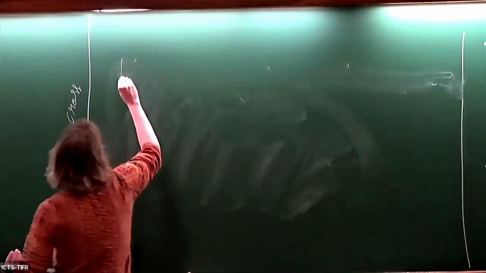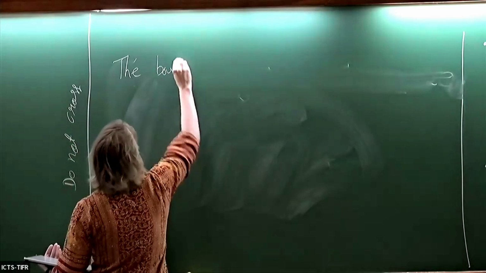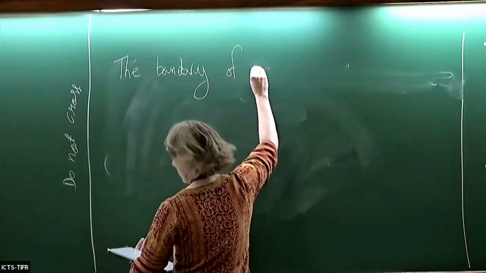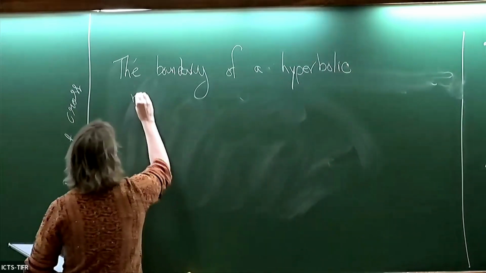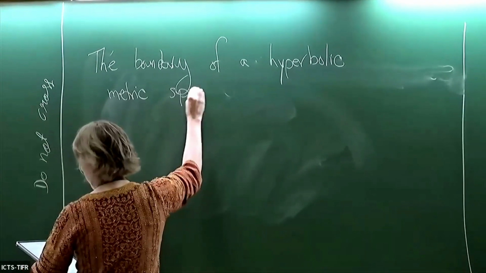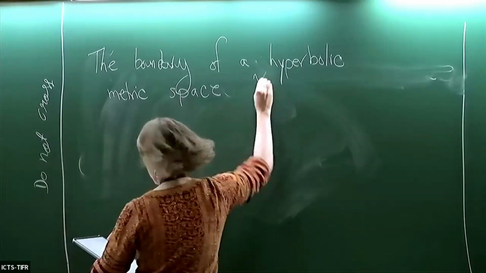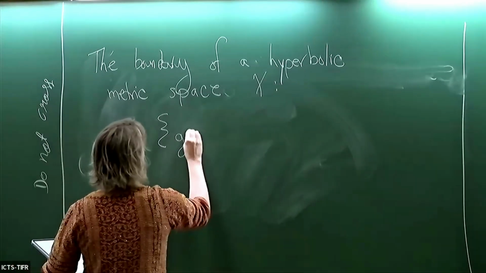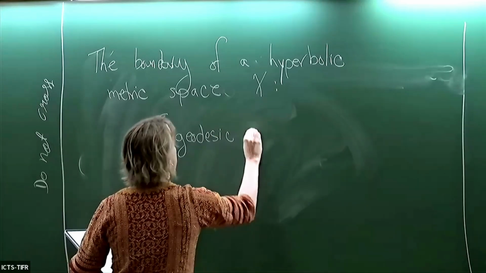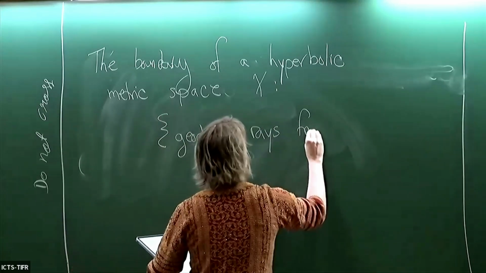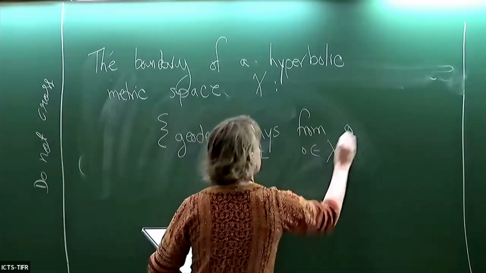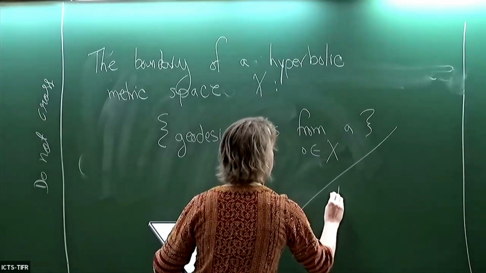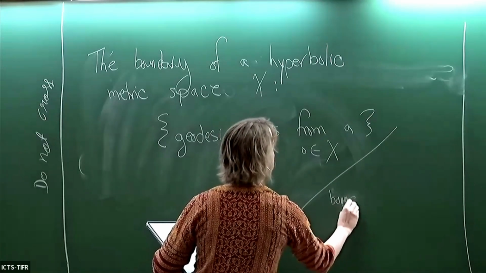So let me say what the boundary of a hyperbolic metric space X is. There are many different definitions; I've just given you one. It's the set of geodesic rays from some point, which I'll call 0, in X, and I say two rays are equivalent if they're at bounded Hausdorff distance.